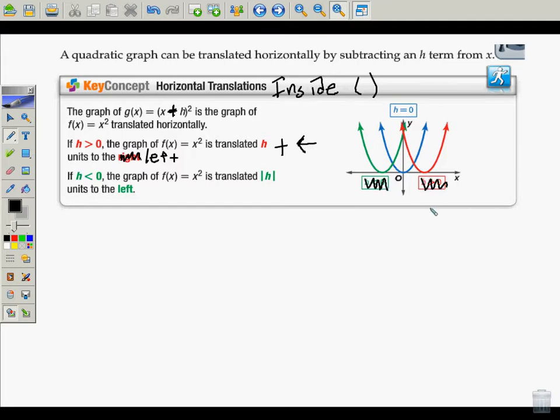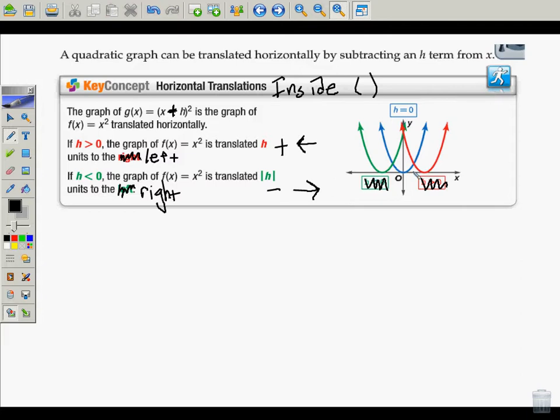So what you're going to do, and go ahead and cross those out because we're switching this a little bit. When you add inside the parentheses, you're going to go to the left. And then if you would subtract, and go ahead and change this one to the right, if you subtract inside parentheses, you're going to move that far to the right. So add goes to the left, subtract goes to the right.